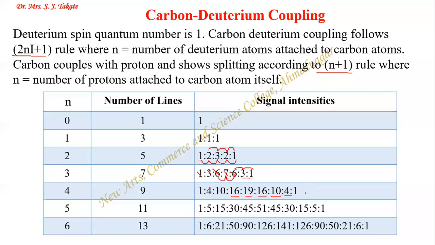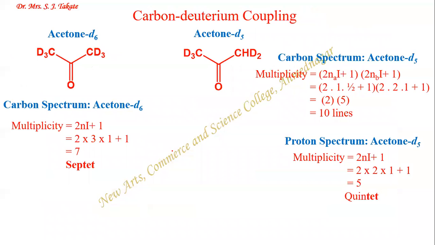So this is how we can get the signal intensities for all the situations without writing the spin orientations of different nuclei. So this is the next signal, which is having 5 deuteriums attached to a carbon atom. It gives me an 11 line pattern with this line intensity, while you can check it for 6 deuteriums, showing 13 lines with the line intensity 1 is to 6 is to 21, and so on. Now we can see some examples here.